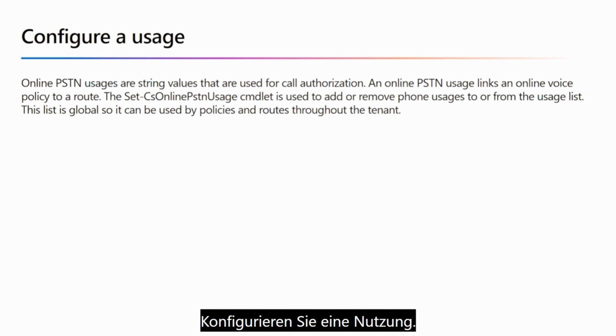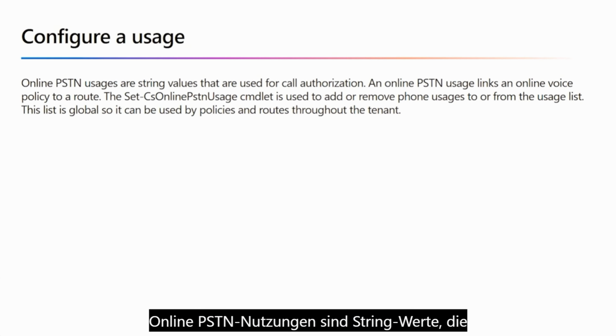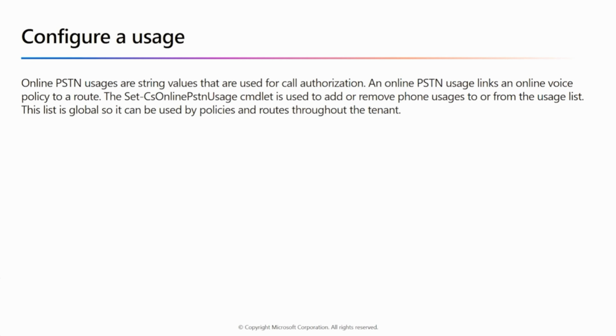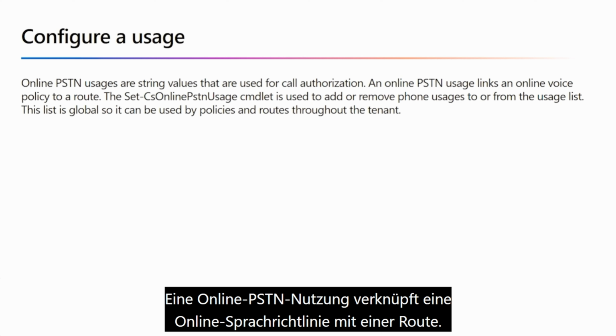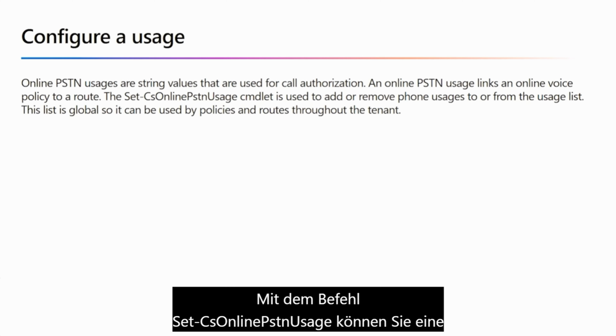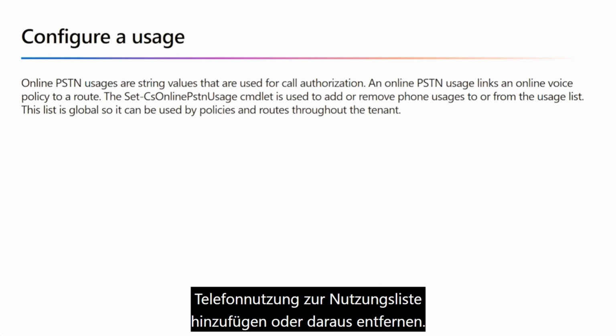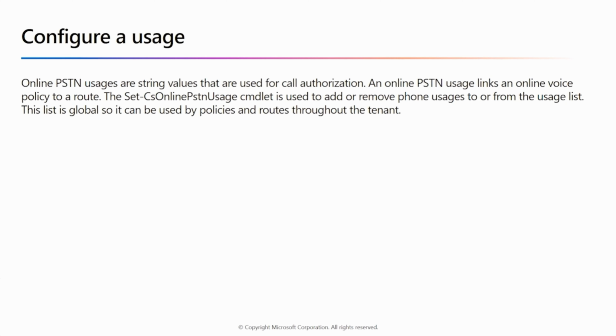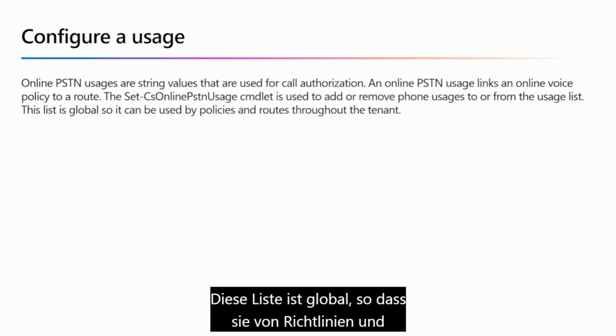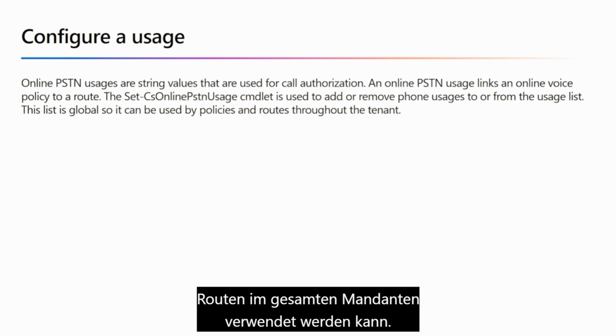Configuring a usage. Online PSTN usages are string values that are used for call authorization. An online PSTN usage links an online voice policy to a route. The Set-CsOnlinePstnUsage command is used to add or remove phone usage to or from the usage list. This list is global, so it can be used by policies and routes throughout the tenant.